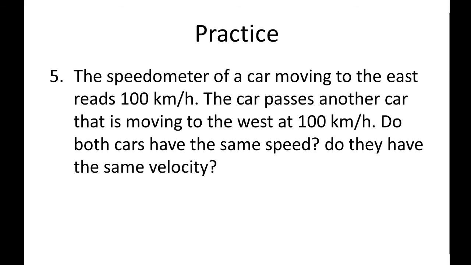The speedometer of a car moving to the east reads 100 km per hour. The car passes another car that is moving to the west at 100 km per hour. Do both cars have the same speed? Do they have the same velocity? So which is which?